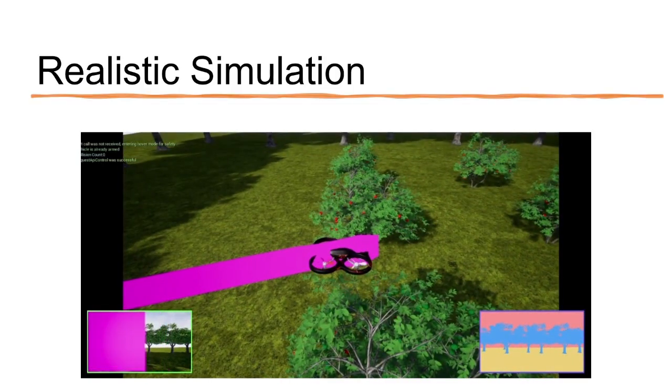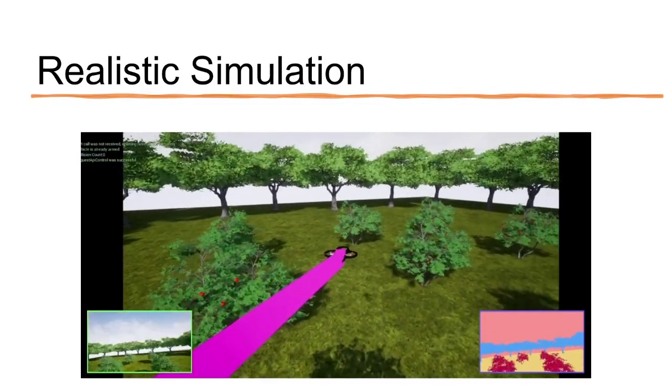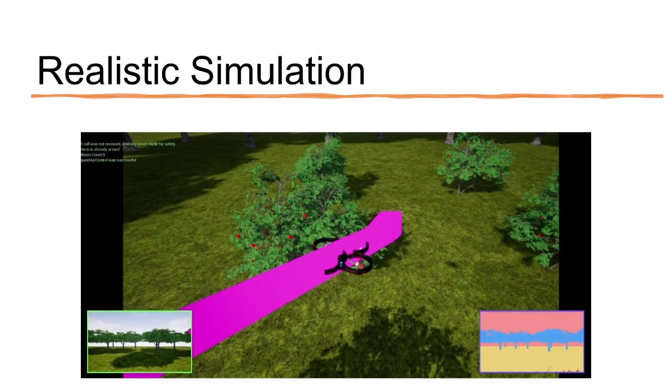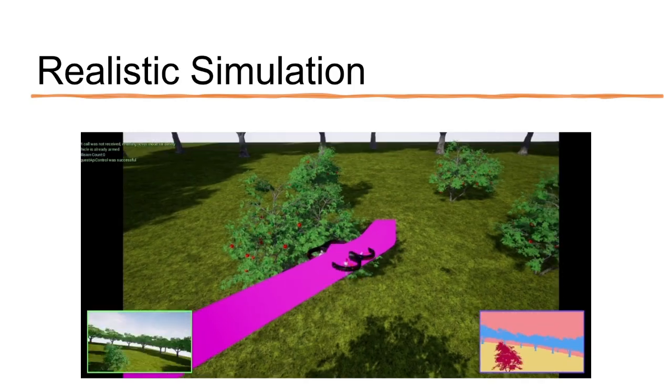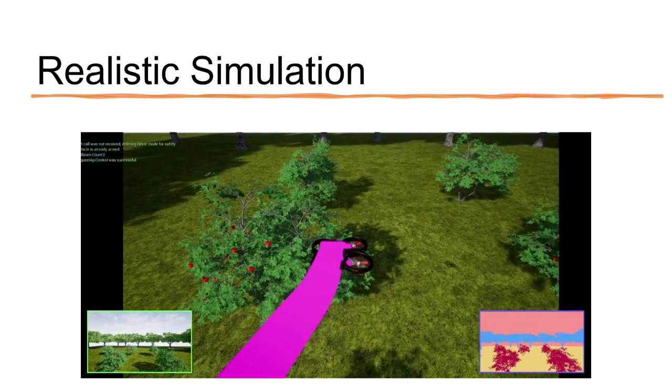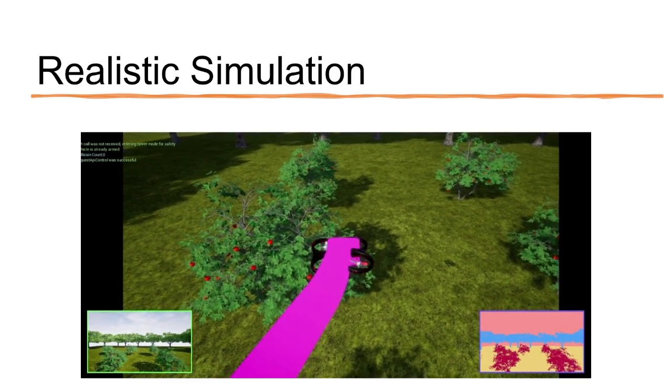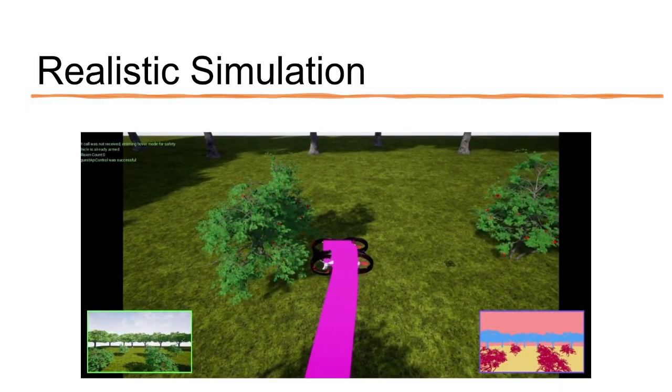Our apple orchard environment has 9 trees arranged in a 3x3 array and a total of 225 red apples at random locations on the trees. We record the coordinates of detected fruits to ensure that the same fruit is not counted multiple times.